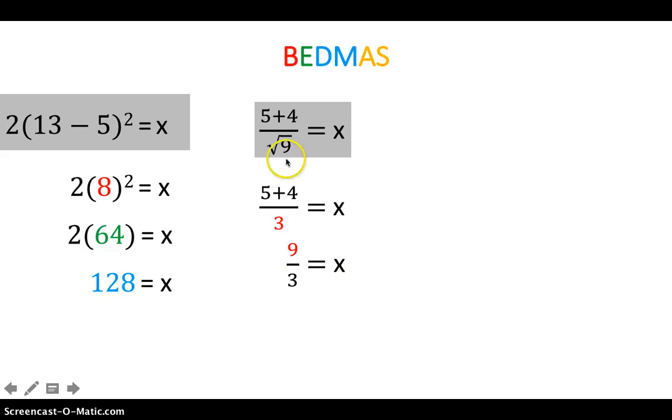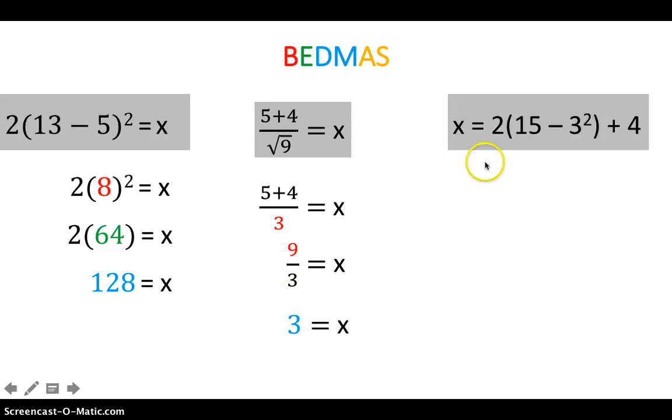So notice that we actually did addition before we did division. So we followed an A before a D. But that's because there's really like an imaginary set of brackets around this whole numerator, 5 plus 4. Since the entire thing is being divided by 3, we have to do 5 plus 4 first before we can divide by 3. Okay, so 5 plus 4 is 9. 9 divided by 3 is 3. So that means that x must be 3.